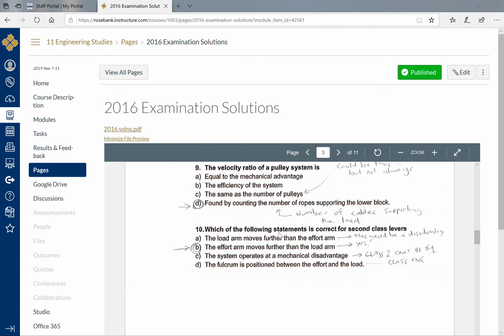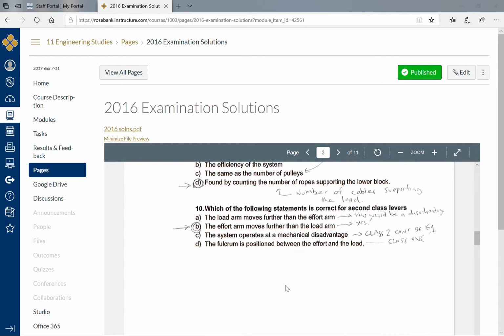So they're asking here, which of the following statements is correct for a second class lever? The load arm moves further than the effort arm. This would be a disadvantage, so that would be for a class 3. The effort arm moves further than the load arm. Yes, that is true, because your effort arm is always going to be longer than your load arm because of the way the lever is set up, and the fulcrum is positioned between the effort and the load arm. That's a class 1. So you need to know your simple levers really, really well and understand how mechanical advantage happens and what the characteristics of each one is.